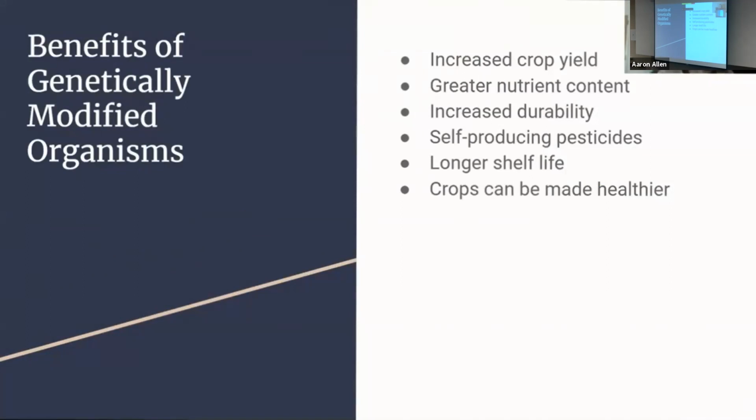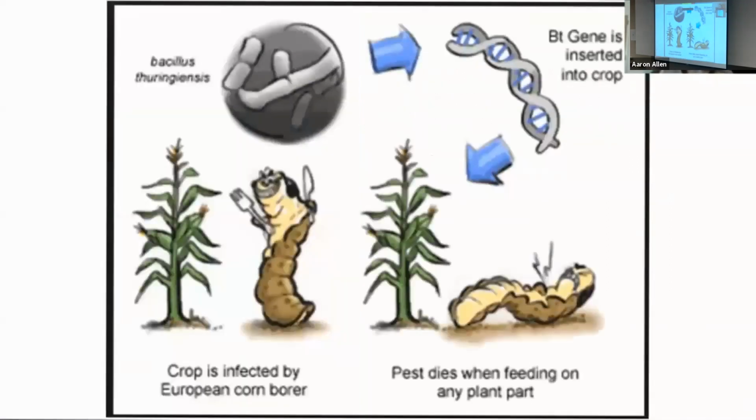This is one example. There's a bacteria called Bacillus thuringiensis, and it releases a toxin that is fatal to this insect and its family. This is the European corn borer. And so researchers found that toxin and they said, all right, what if we could put this into plants? So what they did is they took the Cry5-BT toxin gene out of the Bacillus thuringiensis and they inserted it into the genome of the crop.